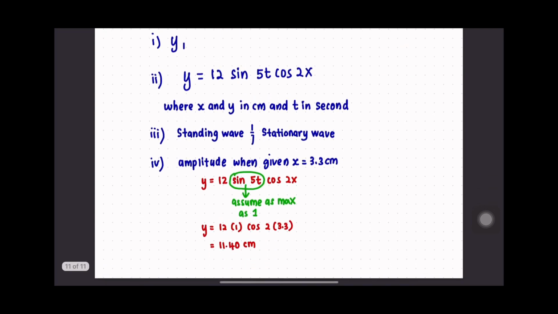So, jadi bendanya sama juga. Bila dibagi nilai t untuk standing wave, jadi x tak bagi. Jadi x ni, cos 2x you kena assume sebagai maksimum lah, iaitu 1. Jadi equation akan tinggal 12 sin 5t. Dan gantikan t sama dengan 3 second. Macam tu. Alright.